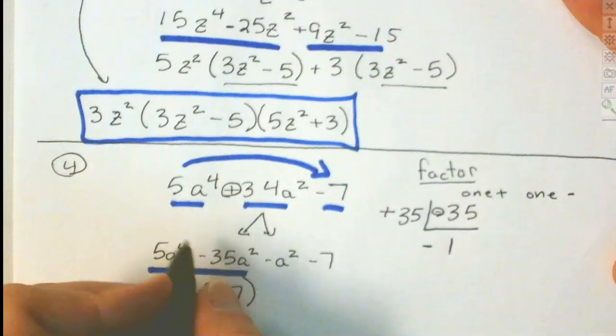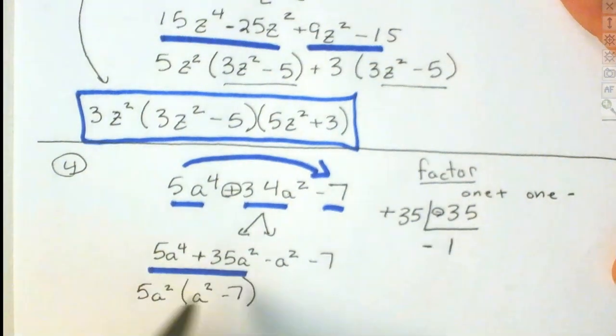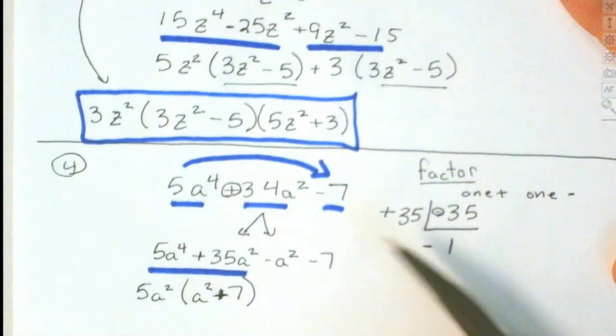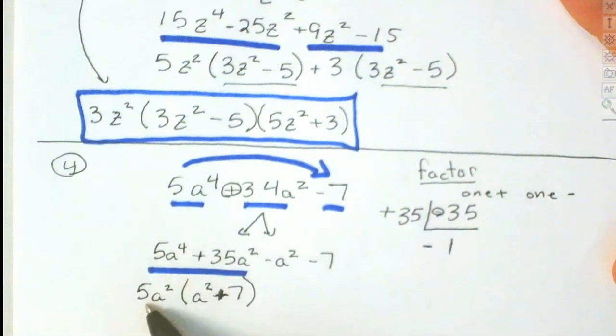Wait, that should be a plus 35 there. My mistake. Sorry about that. That should make that a positive 7. I just copied it down because that should be a positive 35 and a minus 1. Right? Sorry about that. So factor the 5a squared. That's going to leave you then with an a squared plus 7.